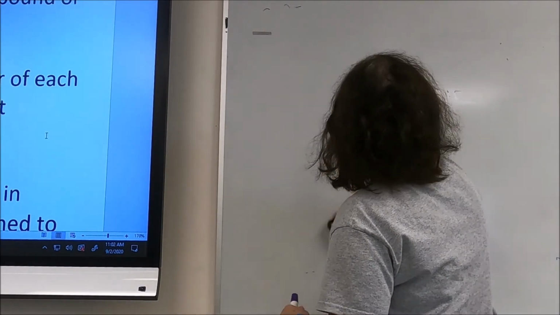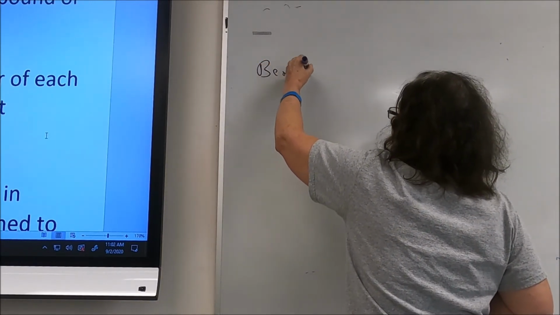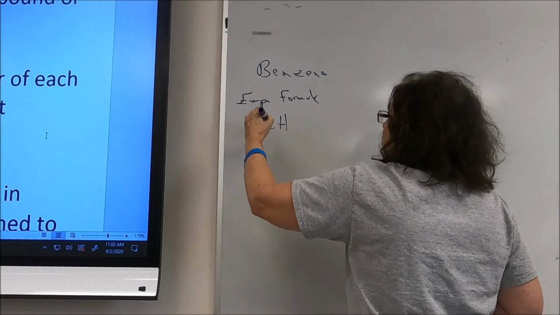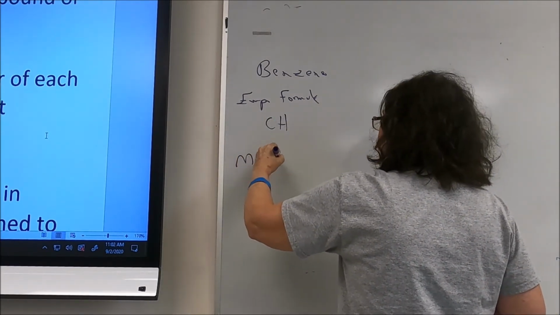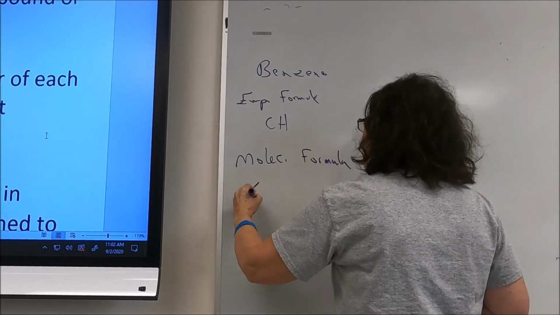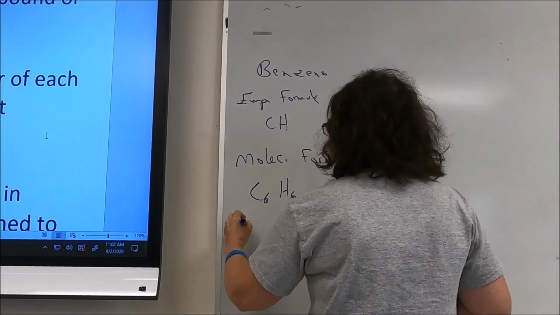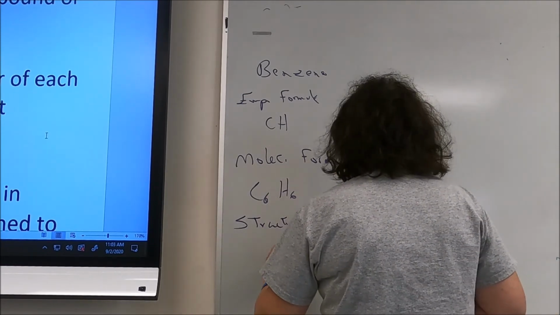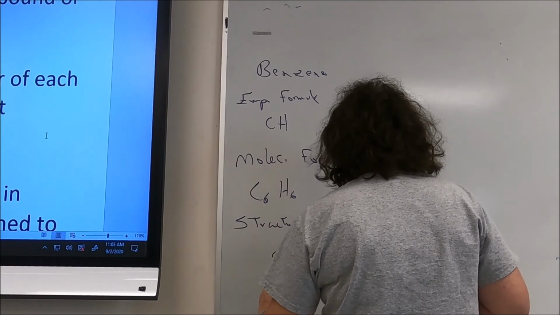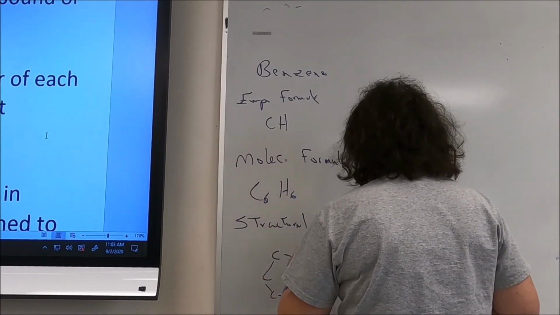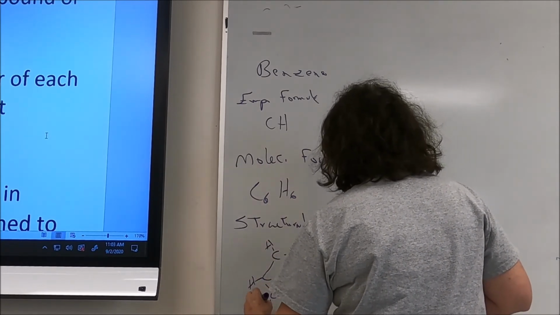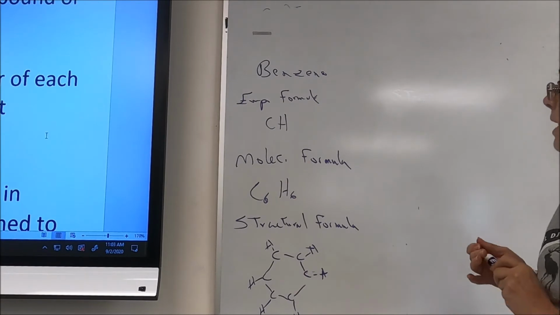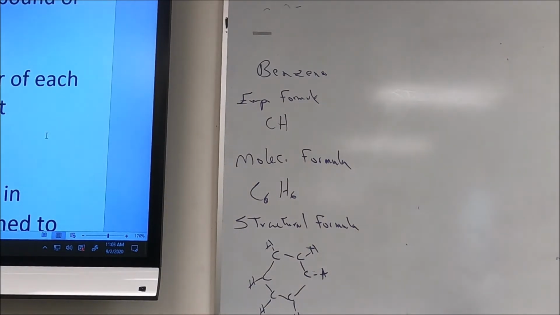Now let me give you another example. Benzene. Its empirical formula is CH, 1 carbon to 1 hydrogen. Its molecular formula is C6H6. And its structural formula is actually a pictorial drawing, because benzene is a ring structure. And that would be its structural formula. So you can see the difference between an empirical formula, a molecular formula, and a structural formula.